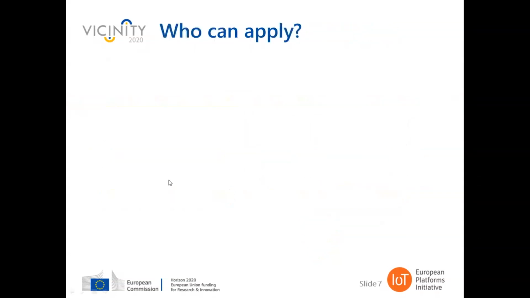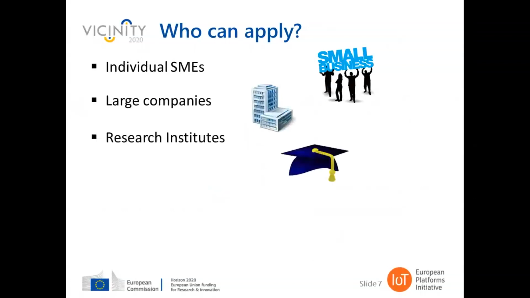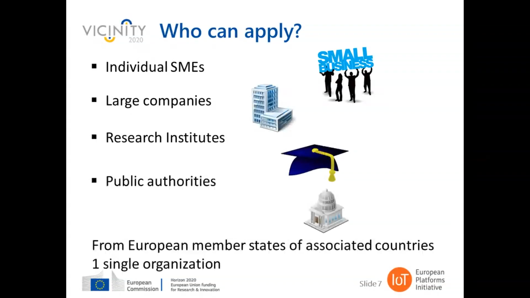Who can apply? What type of participants are allowed in this open call? Well, they are the same participants as in the Horizon 2020 program. The idea is that only one organization can participate in each proposal, and we can receive a proposal from individual SMEs, large companies, research institutes, universities, public authorities, and from European member states or associated countries to the program Horizon 2020. And only one organization should submit the proposal.